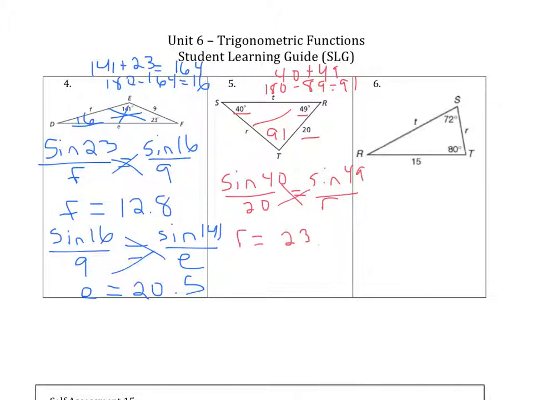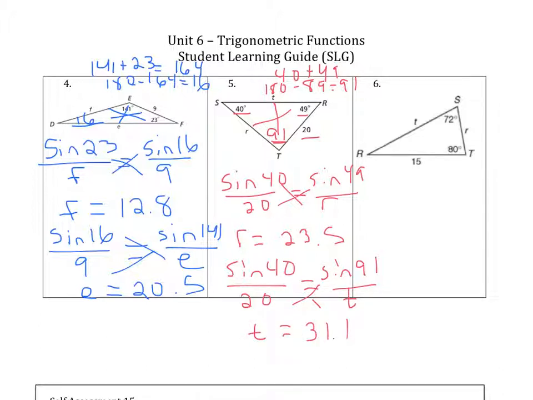R equals 23.5. And let's go back, sine of 40 over 20 equals my other angle, which is 91, and its corresponding side, which is T. Crisscross, and T equals 31.1. Go ahead and try number 6 for homework.